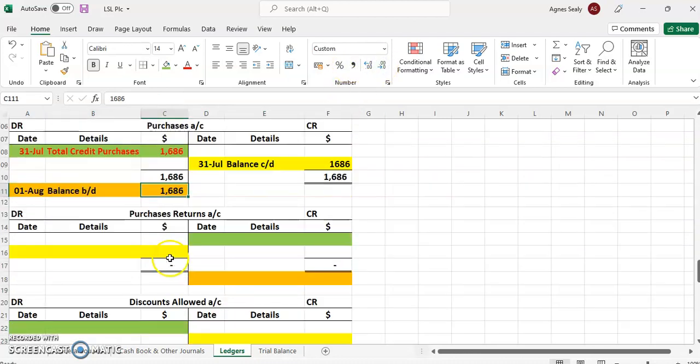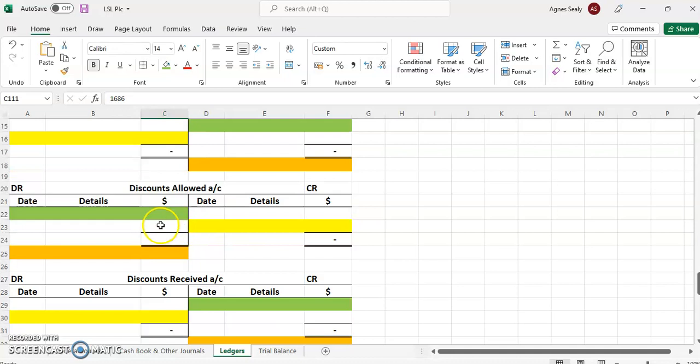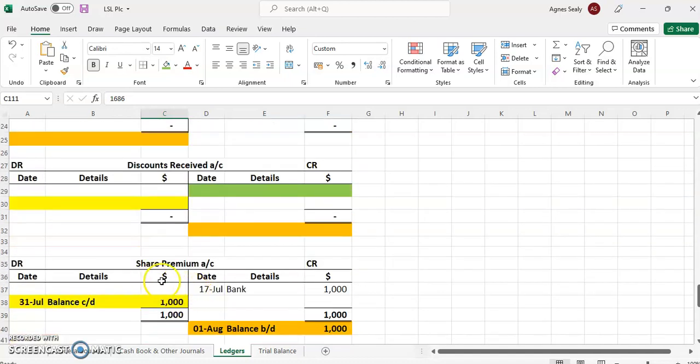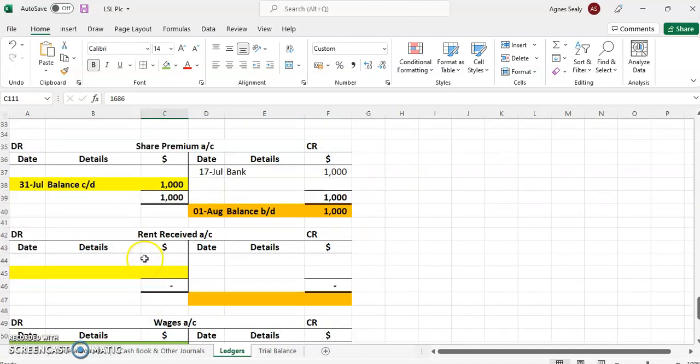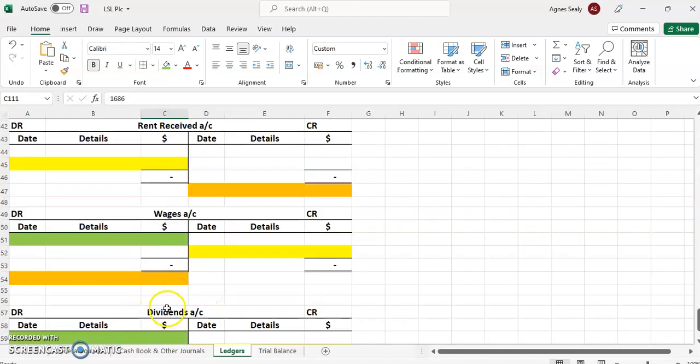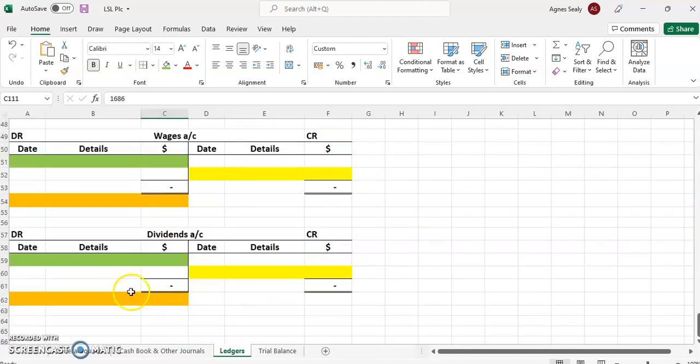So we have almost completed our accounts. When we return, we're going to look at the purchases return, discount allowed, discount received. We've completed our share premium. We're going to look at rent received, wages, and dividends, and that will complete our ledgers, and we will then go into preparing our trial balance. So stay tuned as we continue this question.